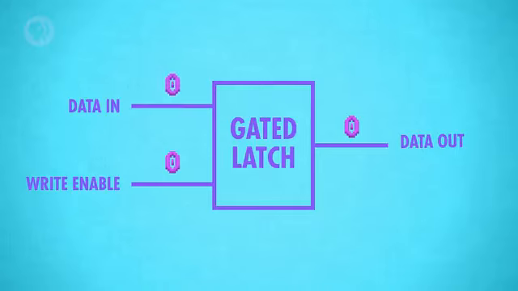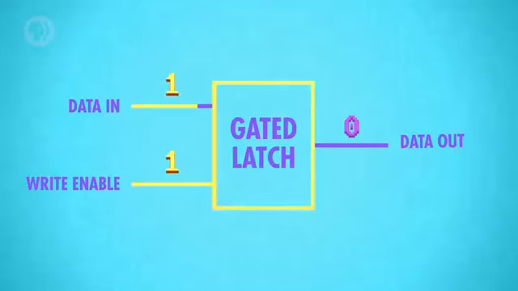The output stays at 0. That's because the write enable wire is off, which prevents any change to the memory. So we need to open the gate by turning the write enable wire to 1. Now we can put a 1 on the data line to save the value to our latch.